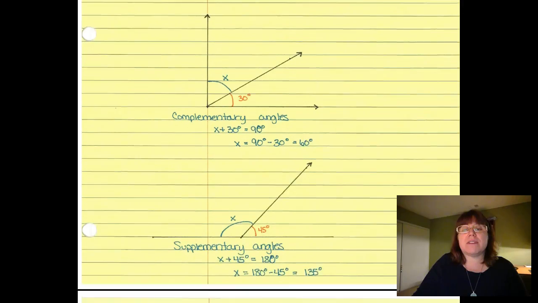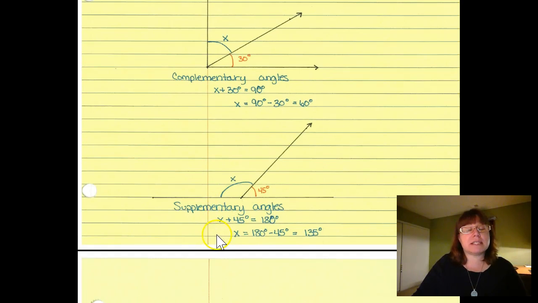Likewise, if I'm in the situation of supplementary angles, then I know both of my angles add up to 180. I'm given one of my angles, but I have to find the other one. So it's my unknown plus 45 degrees will equal 180 degrees. In other words, what amount does it take from 45 to get up to 180? 135. So x equals 180 minus 45 degrees equals 135 degrees.